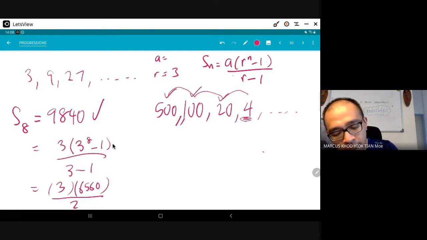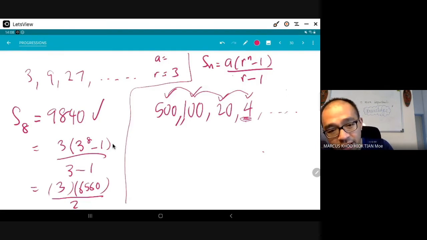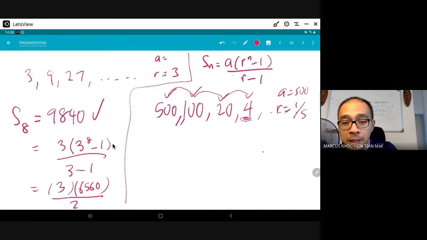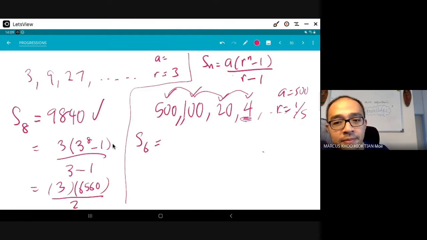500, 120 and 4. Okay, this one A is 500. R is 1 over 5, right? 1 over 5. Okay, be a bit careful. Let's do a simple one now. Okay, S6 only. Be very careful with the 1 over 5. Okay, put the brackets on the calculator. Try and see. Okay, 624.984. The others, okay?